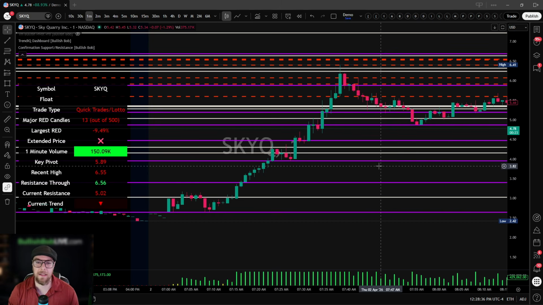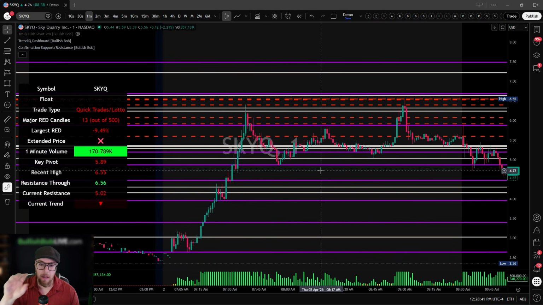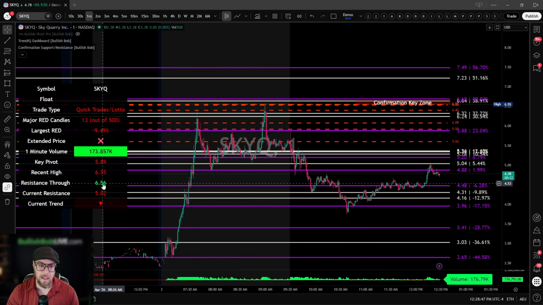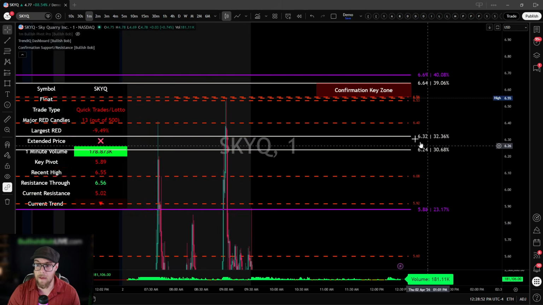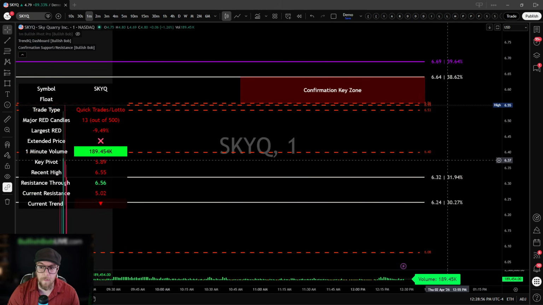This was not a continuation setup. It is a continuation setup if there is that major if, just bumping its head there. If we can close over recent resistance. Recent resistance is through 656. Okay, that's great. 656 is up here. We have a line, a level. If we zoom in on the side here, we do have a line and level of 656. There's our confirmation key zone.